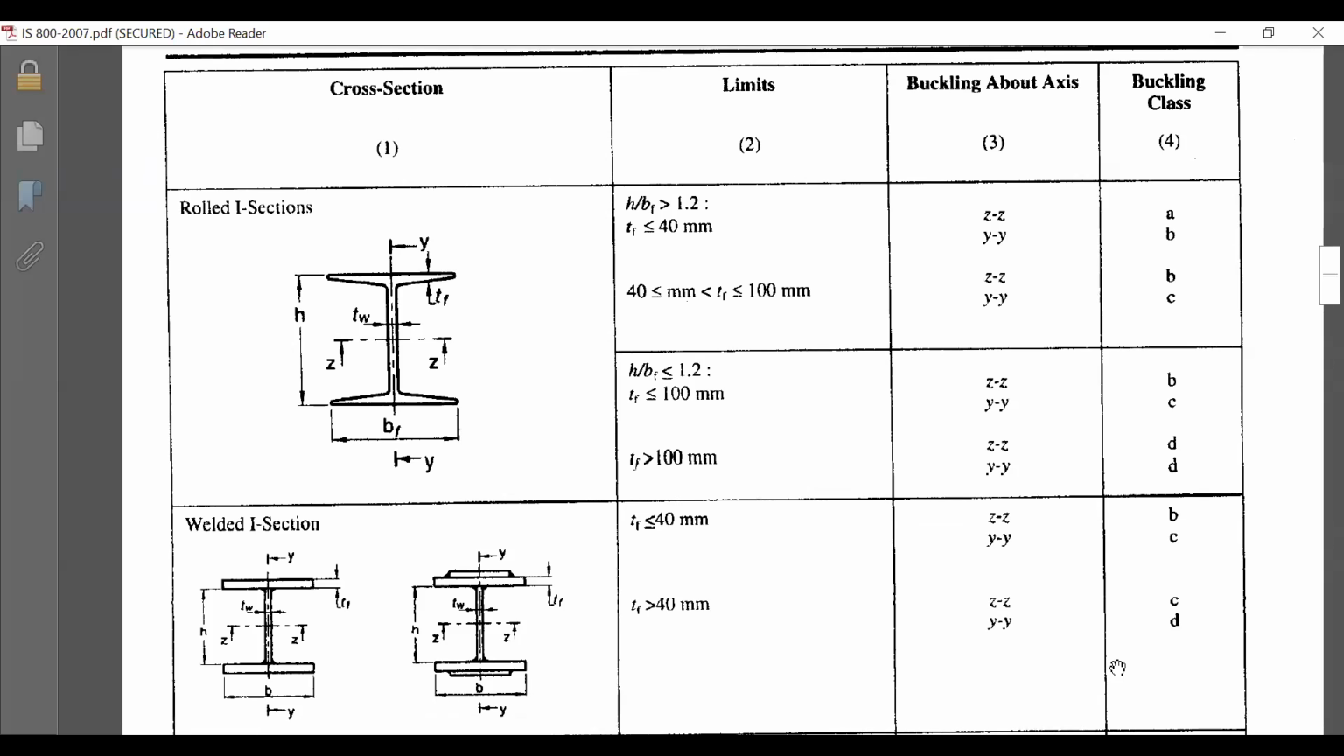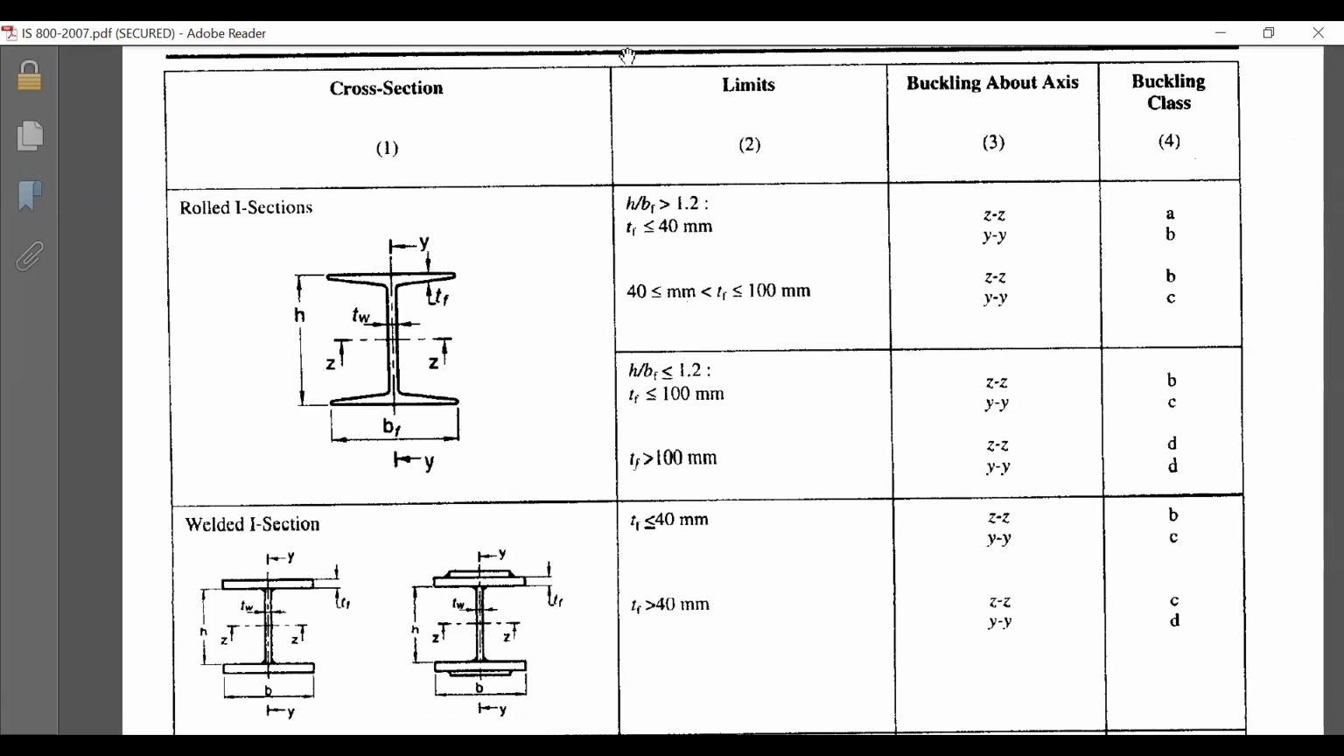So here you can see, which one is satisfying, the first one or the second one? It is the first one, that is h by bf is greater than 1.2. Now what is the second condition here in the same category, that is in the h by bf category? You have the thickness of the flange less than or equal to 40 mm, or the thickness of the flange lying in between 40 and 100 mm.